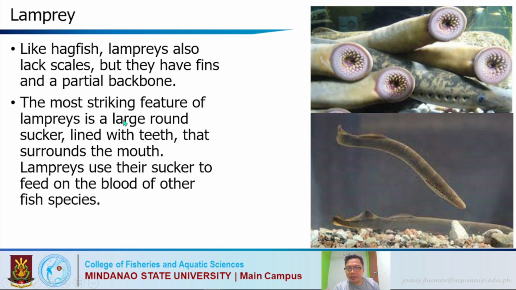The most striking feature of the lamprey is the large round sucker lined with teeth that surrounds the mouth. Lamprey use this sucker to feed on the blood of other fish or other living organisms that they attach onto. Right, so as you can see here, these are basically the protrusible suckers of the lampreys. So this is what they look like. They also have mucus-secreting structures sa kanilang katawan that make them very slimy, right? So that is the lamprey.